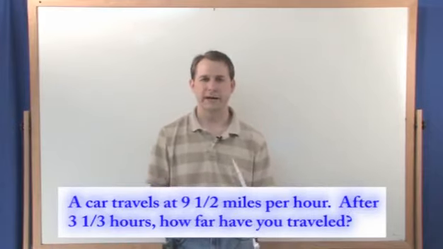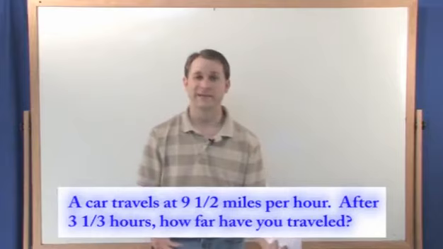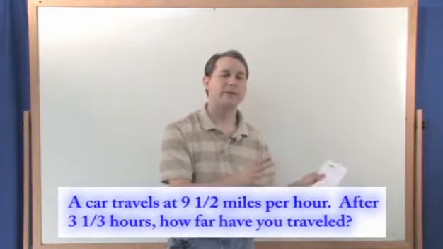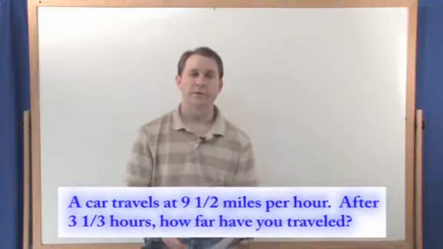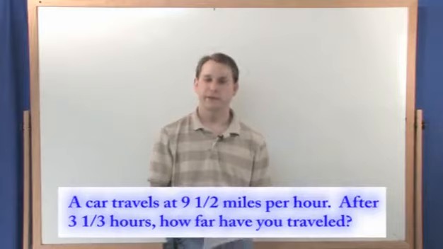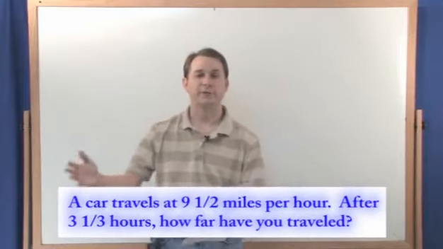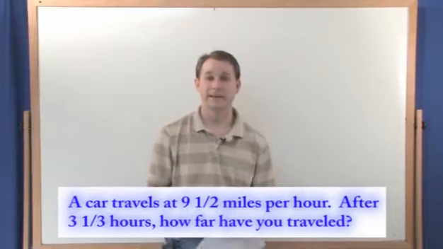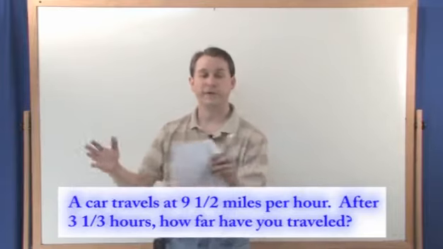You know that you need to multiply here because you're trying to find the total distance you've traveled in miles. You know how fast you're going, how many miles every single hour. So if you multiply that by the number of hours you're on the road, in this case 3 1/3, that will tell you how far you've gone total. So you're taking your speed times your time, and you're finding the total distance traveled.